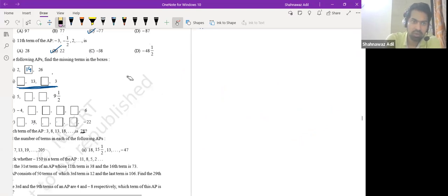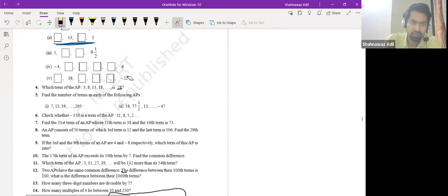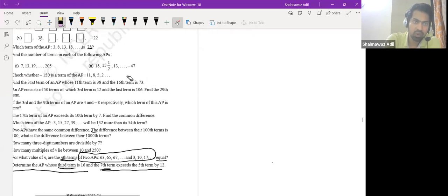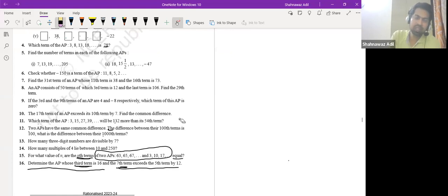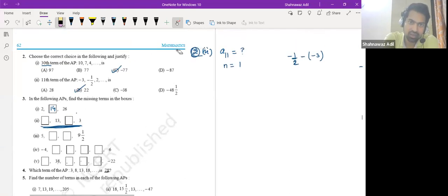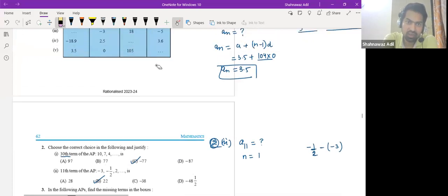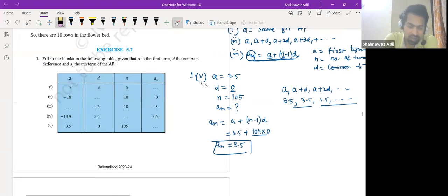Okay, so what do we have? Which term of the AP, right? Whatever we have learned in these three questions, we learned that we have to get all these A, D, and N, and then we can calculate the last term. So three things would be given, and we can calculate the rest. In these three questions we used those ideas.